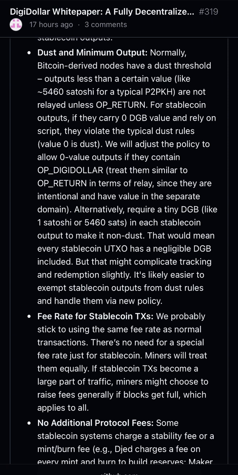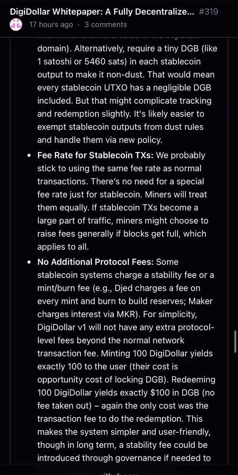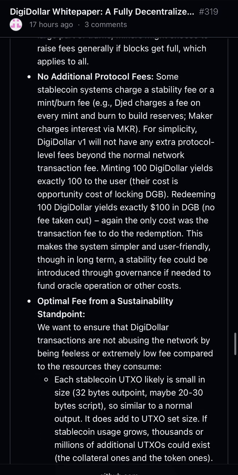Fee rate for stablecoin TXs. We probably stick to using the same fee rate as normal transactions. There's no need for a special fee rate just for stablecoin. Miners will treat them equally. If stablecoin TXs become a large part of traffic, miners might choose to raise fees generally if blocks get full, which applies to all. No additional protocol fees.